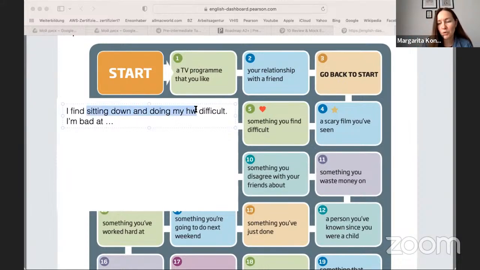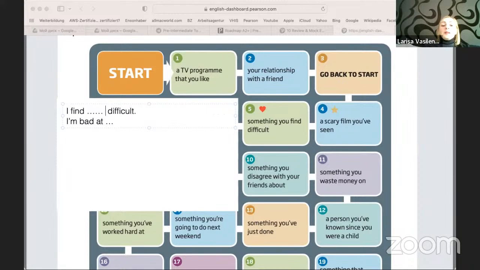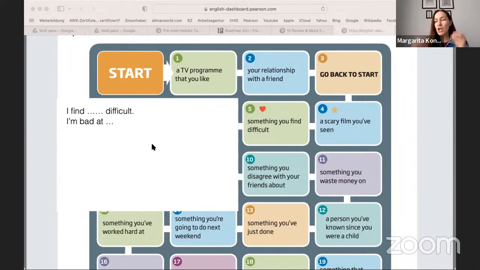I'm bad at organizing my time, and I find sitting down and doing my homework difficult. That's right. Very good. So the word order here is important. Okay, brilliant. But I think the homework is not difficult for you, right? Only to sit down. Not difficult, yes.